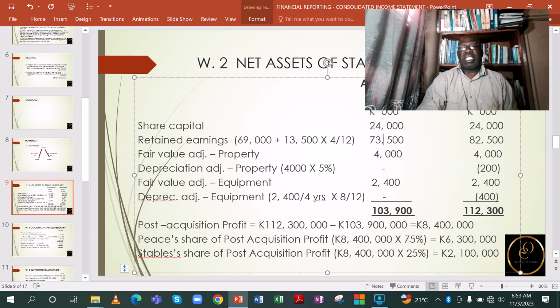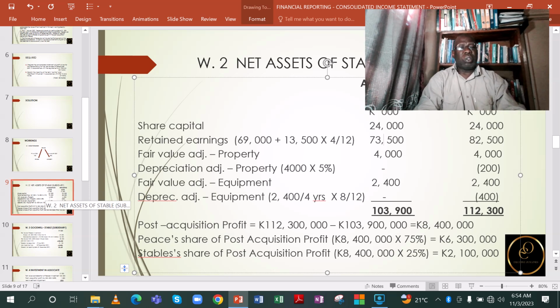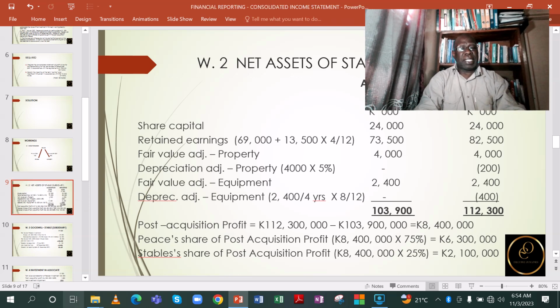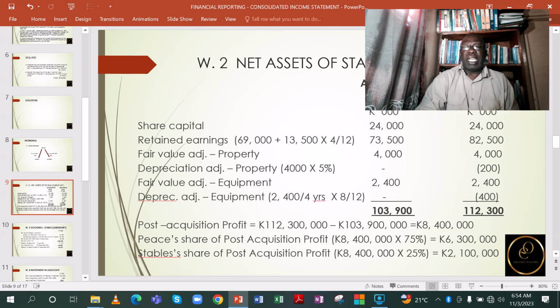Then the profit at the reporting date, which is 31st December 2021, you just add the two. You know that there was 69 million and there's 13,500,000. You add the two, it will give you 82,500,000. That is the retained profit in Stable that was there at the reporting date, 31st December 2021.